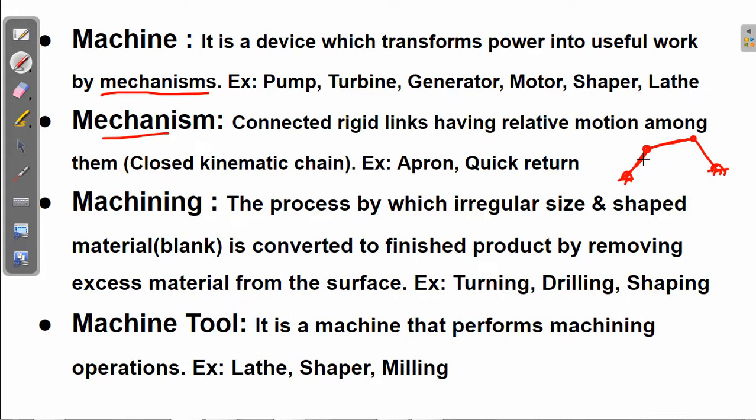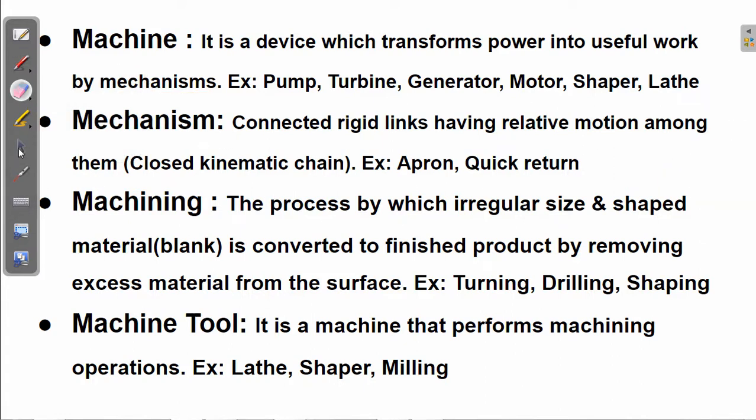And by that you can see that in one link, if we give some motion, that motion will be transmitted from one link to the other link through some relative motion among them. So this is what is mechanism. This is a very simple example of a four bar mechanism that I have shown, but similar kinds of mechanisms are there in any machines if you see.